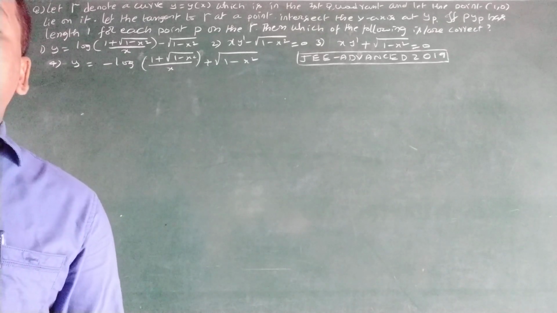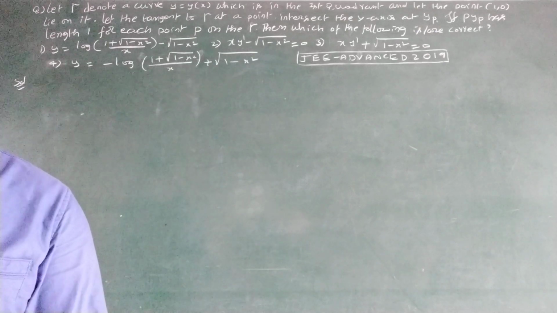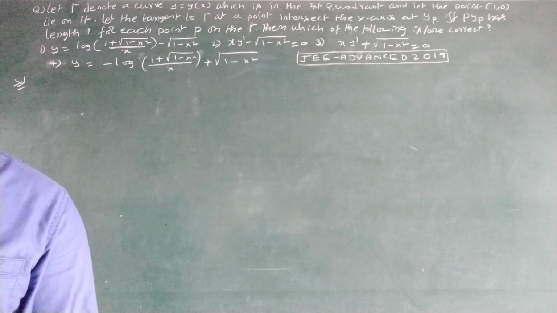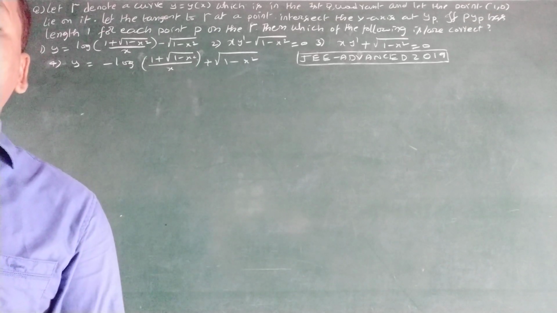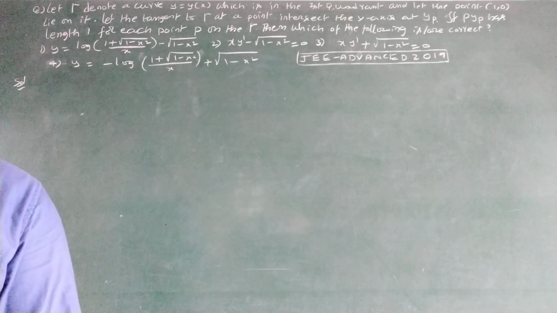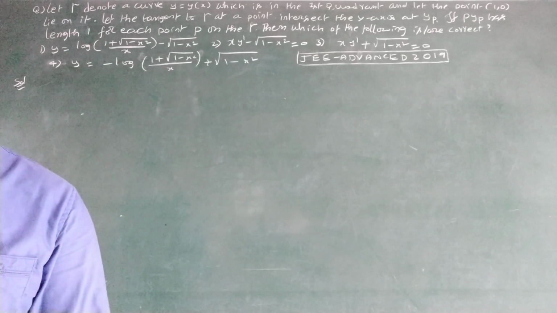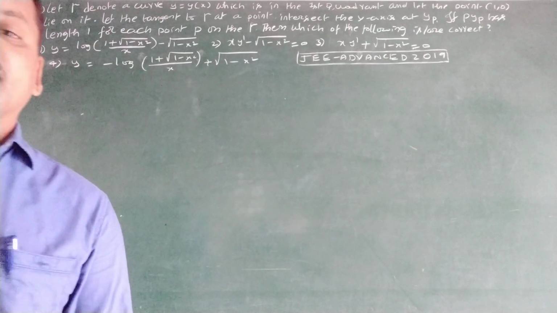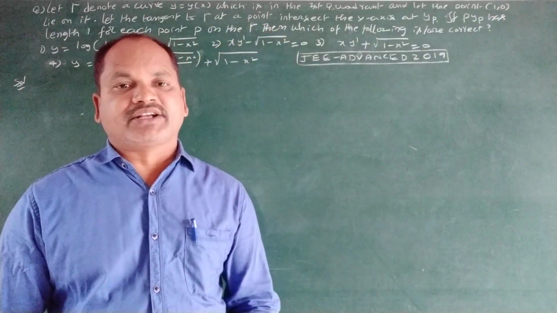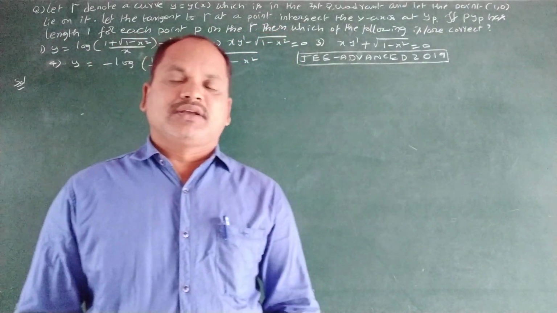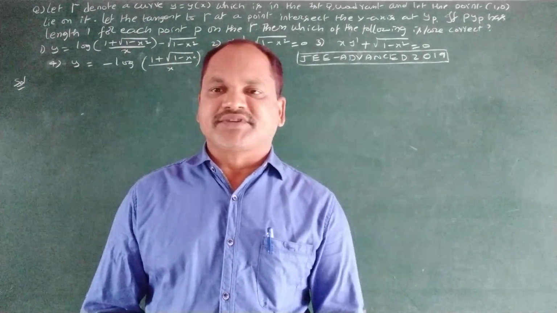Second option, x y' − √(1 − x²) = 0. Third option, x y' + √(1 − x²) = 0. The fourth option, y = −log((1 + √(1 − x²))/x) + √(1 − x²). Okay, so actually this is a question from JEE Advanced 2019, Paper 1. This is from Section 2, where it is a more-than-one-option type question.